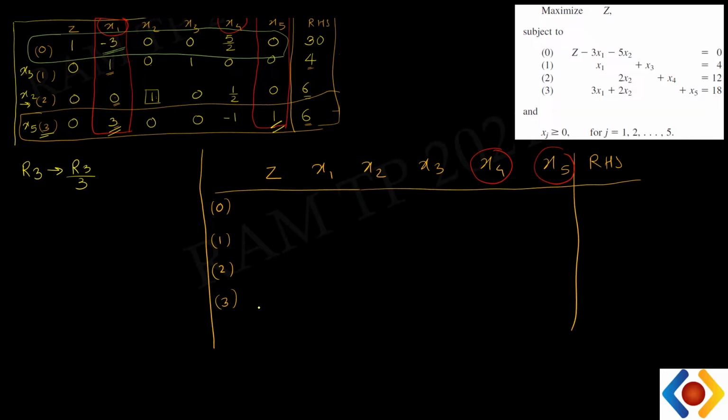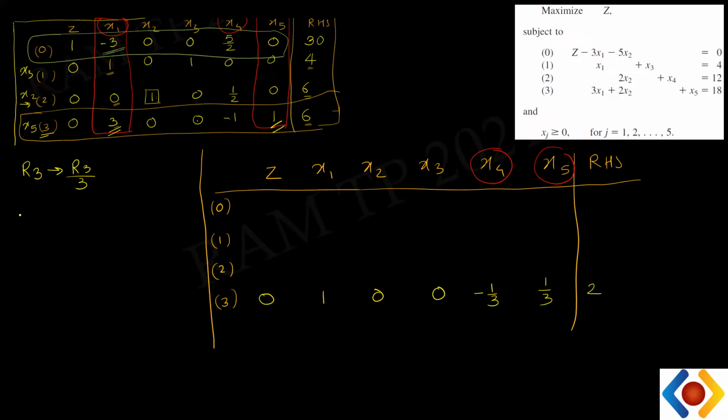0 divided by 3, that's 0. 3 divided by 3, that's 1. 0 divided by 3, 0. 0 divided by 3, again 0. Minus 1 divided by 3, minus 1 by 3. 1 divided by 3, that's 1 by 3. And 6 divided by 3 is nothing but 2.